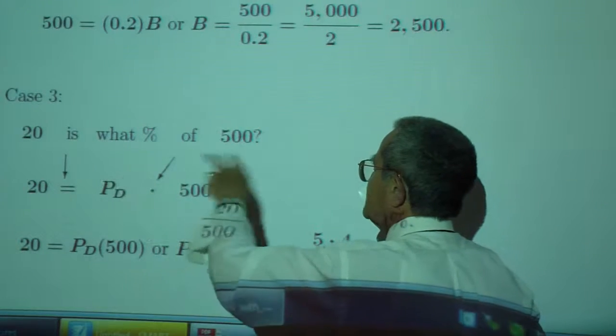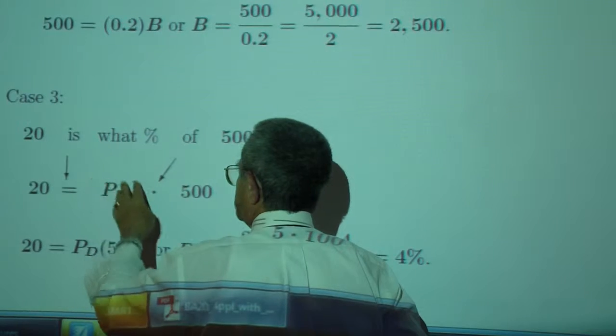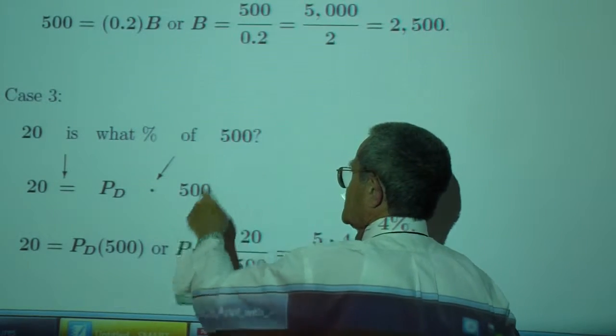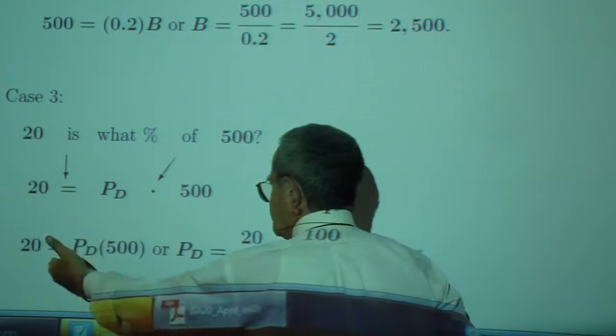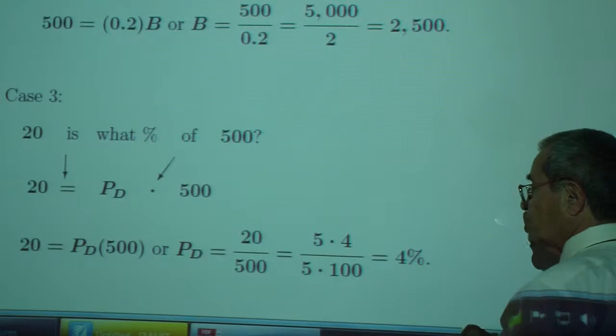Case 3, again 20 and 500. 20 is what? Here's my unknown, write it as P, write it as X, of multiplication 500. Divide both sides by 500, you get 4 over 100 or 4%.